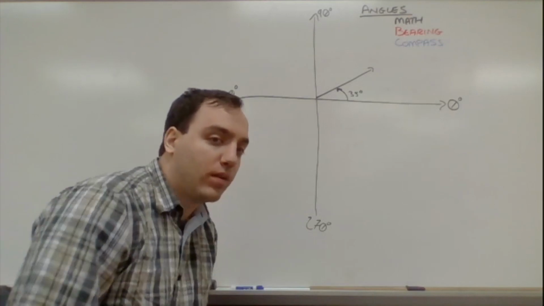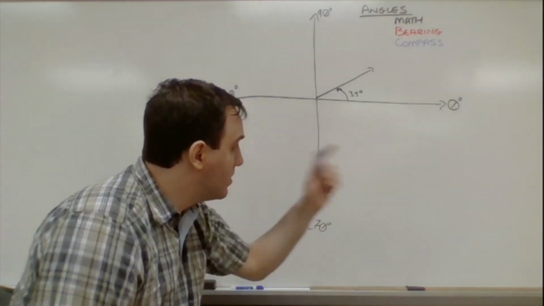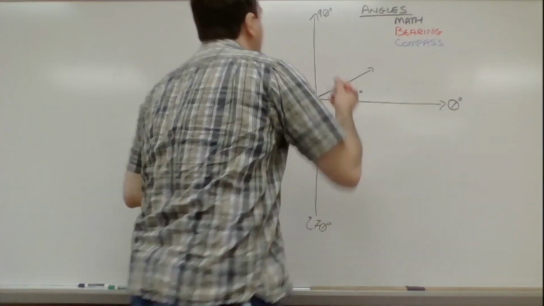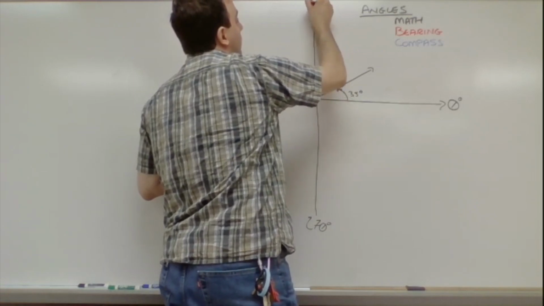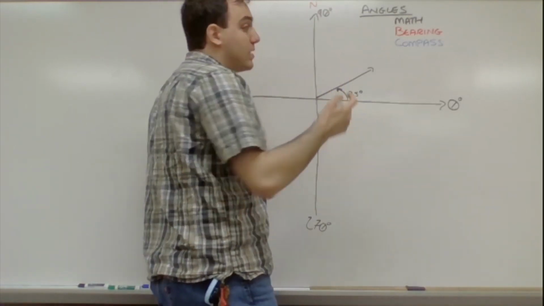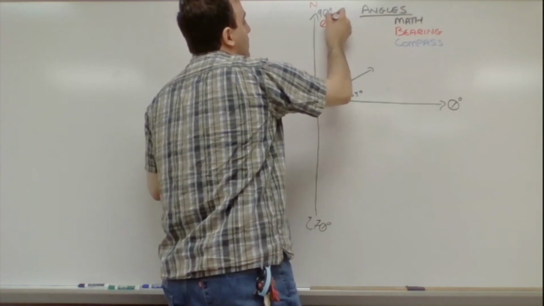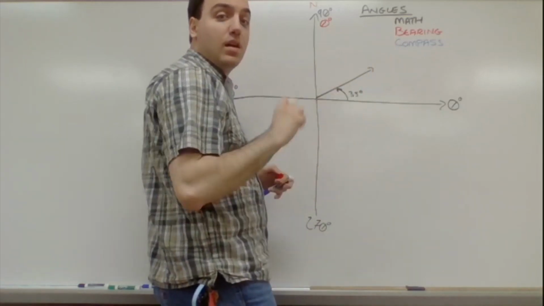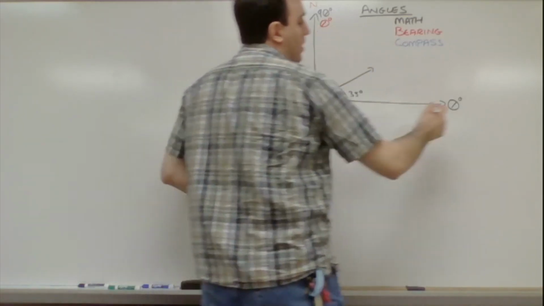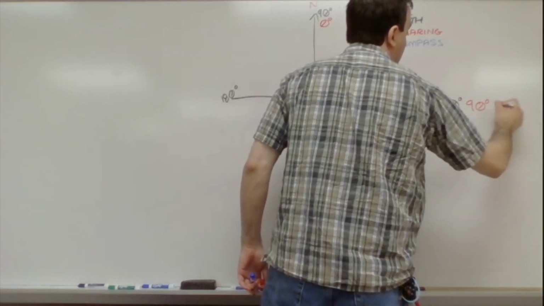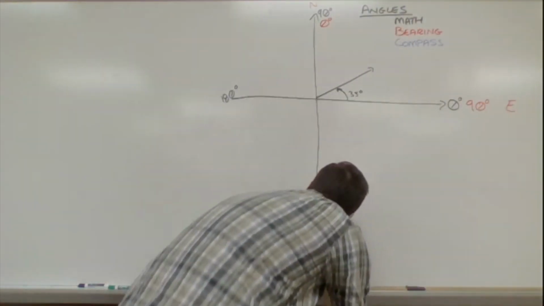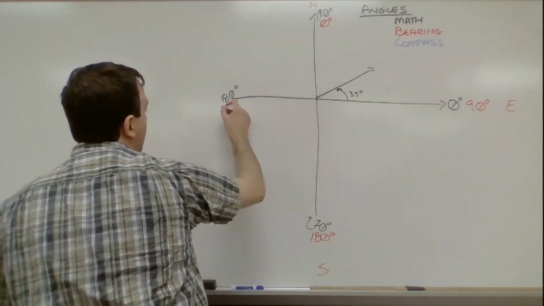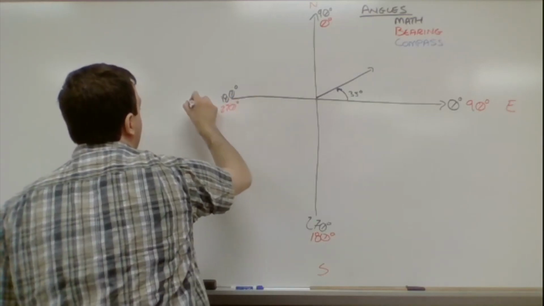However, very rarely in the real world do we measure from 0 degrees like so. Typically, we measure from north. So if this was north here, the compass and bearing system says that this is 0. Notice how I'm using a different color. Math is in black, bearing is in red, and then when I talk about compasses, it's going to be in blue. So this is 0, this is 90, and east, this is 180, and south, this is 270, and west.